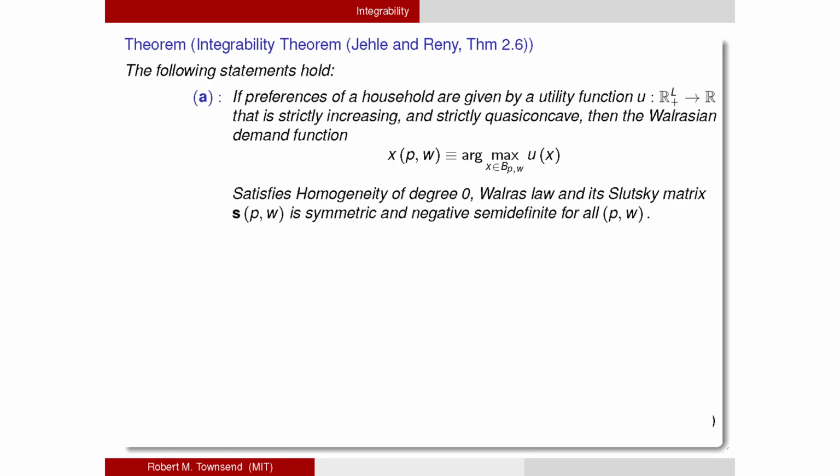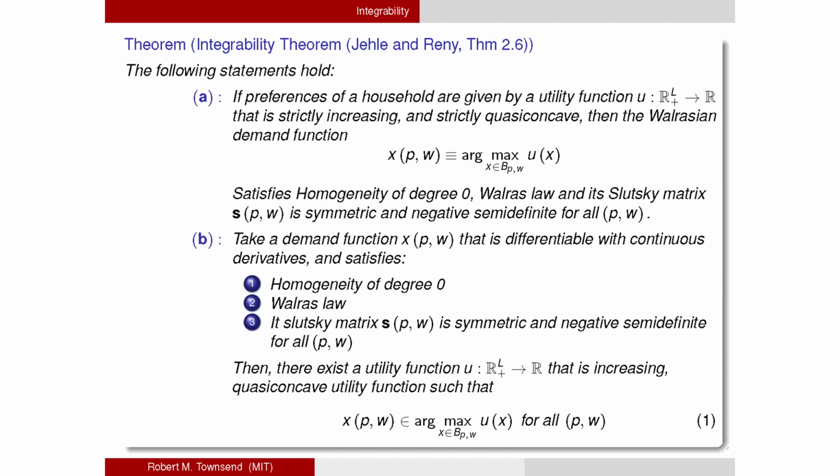If preferences of a household are strictly increasing, strictly quasi-concave, then the Walrasian demand function is homogeneous of degree 0, satisfies Walras law, and its Slutsky matrix is symmetric and negative semi-definite. That's the first part. The second part is: if the demand function is homogeneous of degree 0, satisfies Walras law, and the Slutsky matrix is symmetric and negative semi-definite, then there exists a utility function that is increasing quasi-concave that would generate the observed data.